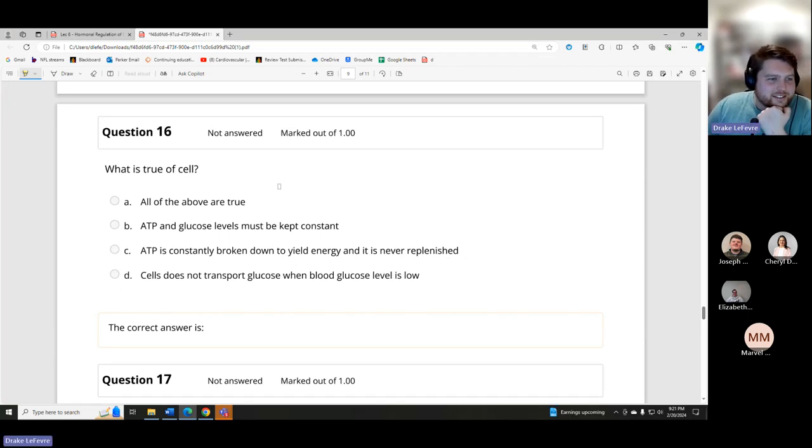What is true of cell? That's a very bad question. Okay, let's see. All of the above are true, or in this case, all of the below are true. ATP and glucose levels must be kept constant. ATP is constantly broken down to yield energy, and it is never replenished. Cells does not transport glucose when blood glucose level is low. That's a very bad question. Terrible question. My guess? It's either this one or all of the above. It's a weird... How about you? That is a weird question.